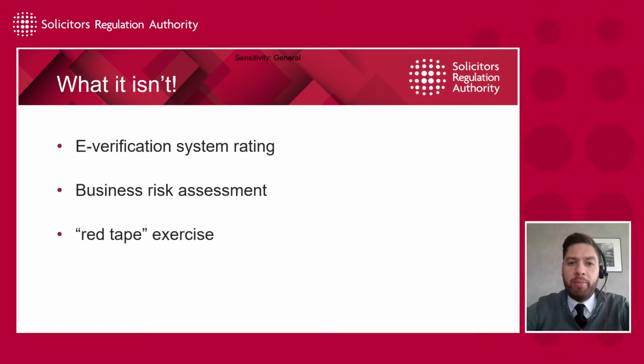Thanks, Michelle. So up here, we've included some examples of what a client and matter risk assessment isn't. The first example that we have up there is an e-verification system rating. Quite often, firms will confuse carrying out an e-verification search with carrying out a client and matter risk assessment. And quite often, firms will assume the e-verification search has carried out the client and matter risk assessment on their behalf.